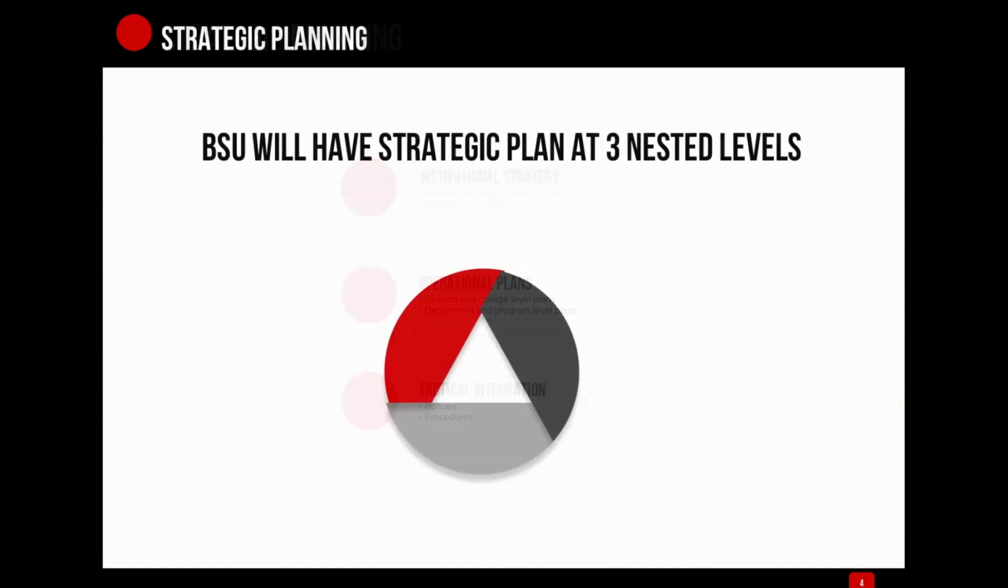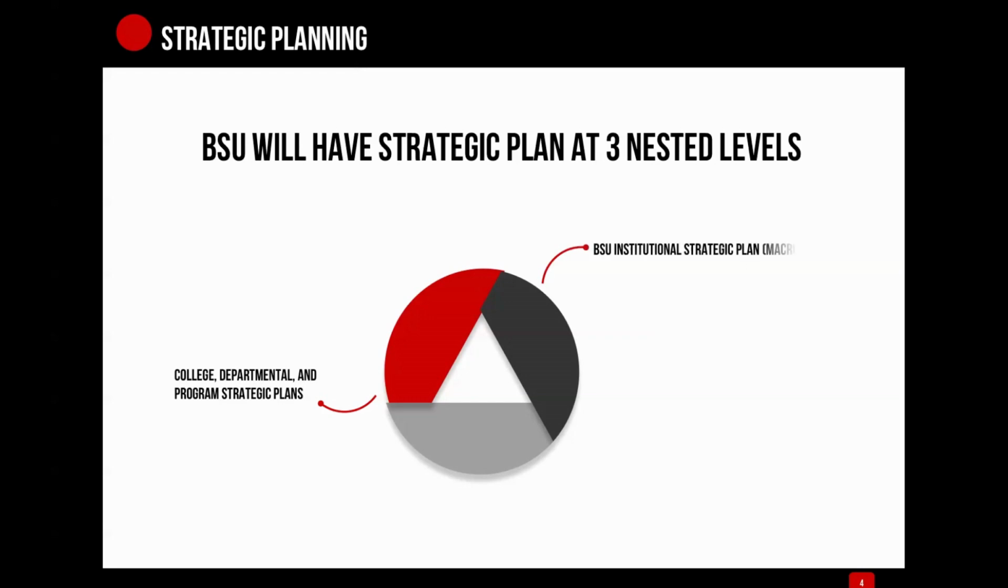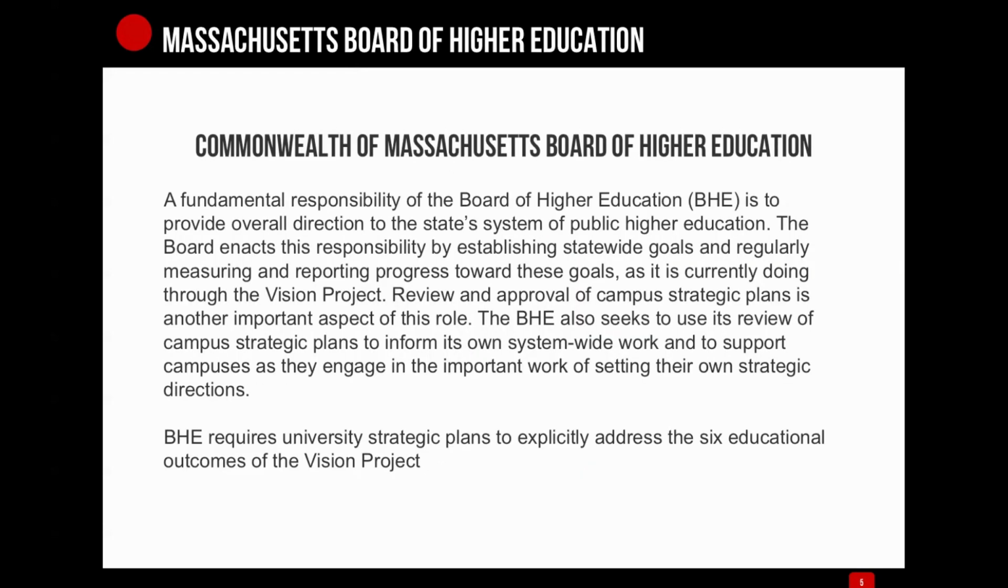The nested design looks at the work at three different levels. So we have the BSU institutional level strategic plan, or the macro level plan. That will be completed by June of 2017. The remainder of the plans will be completed throughout 2017 and 2018, and then we will be on a 3-year review cycle. It's also important to note that the Commonwealth of Massachusetts Board of Higher Education has mandated some outcomes for us in the strategic planning process.